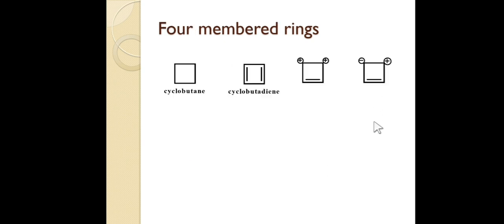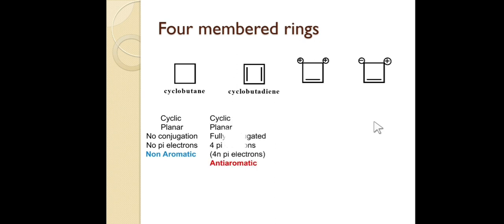Now let's go for the 4-membered ring. Can you tell me the first compound? Of course it is cyclic, planar, but no conjugation, therefore it is non-aromatic. Second is cyclobutadiene, cyclic, planar, fully conjugated, but having only 4 electrons, that is it is obeying the 4n pi electron rule. That's why it is an anti-aromatic compound.